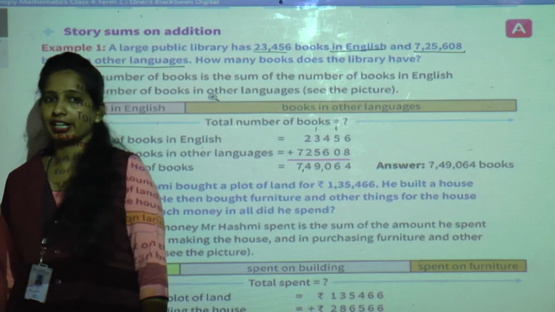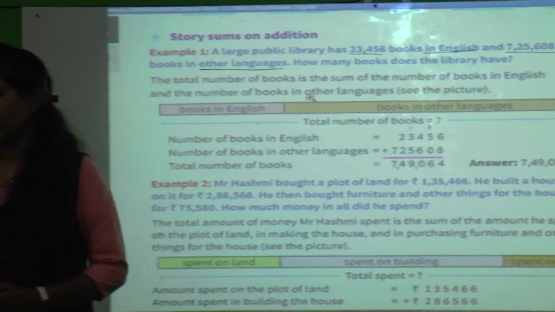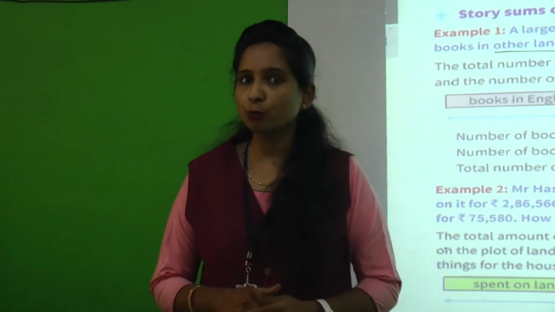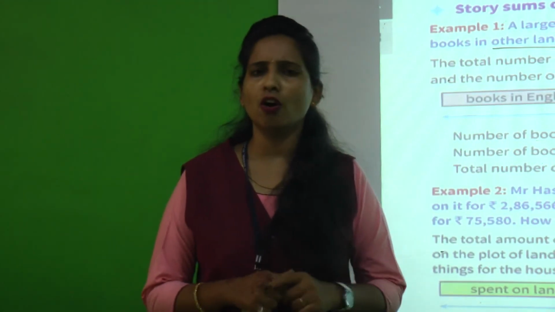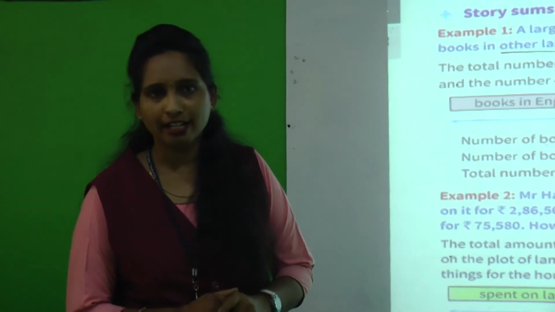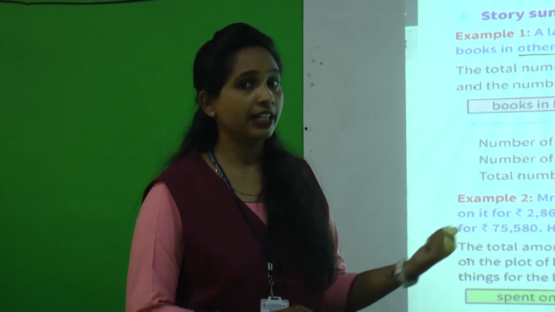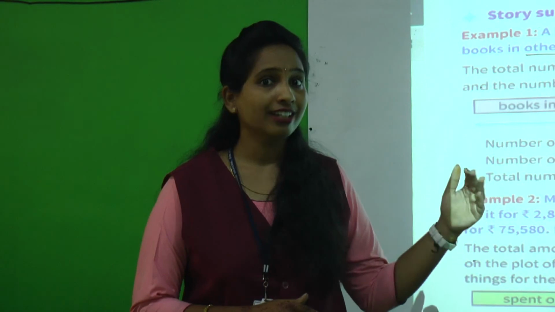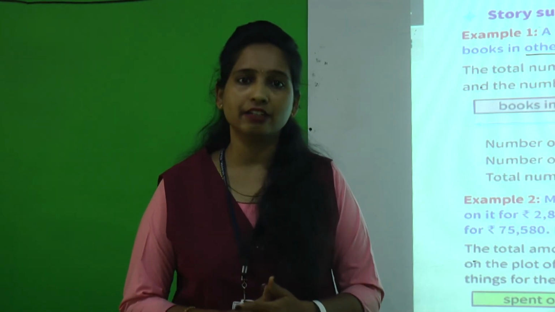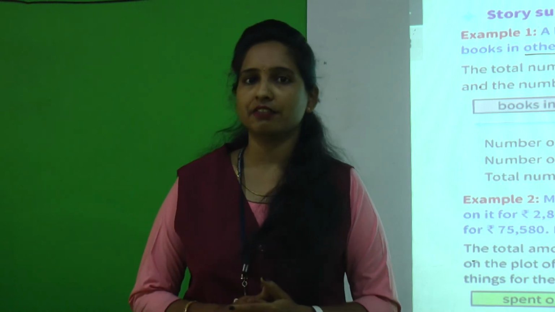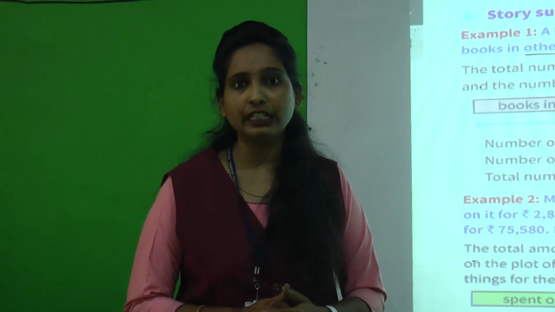7,49,604 books are there in the library. Now, what is your today's assignment? Exercise 2.5, you have to solve all the questions in your rough book. Practice it. Okay? And now we have started story sums. So there are 3 examples given in the textbook, page number 30 and 31. So just go through it.